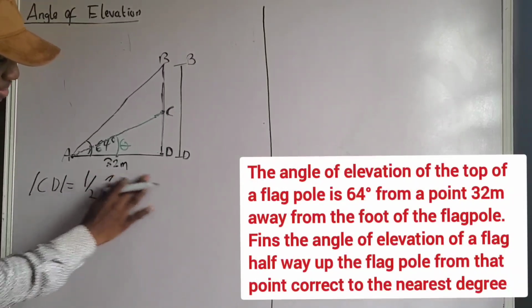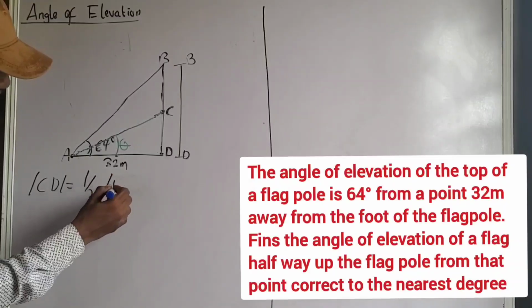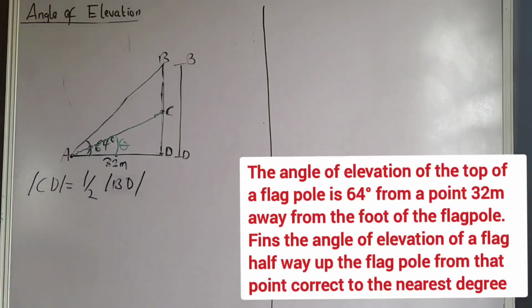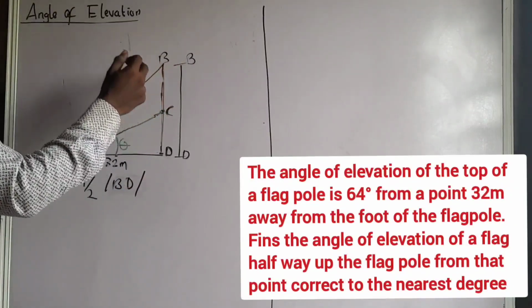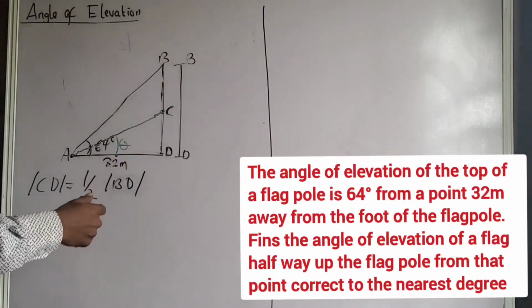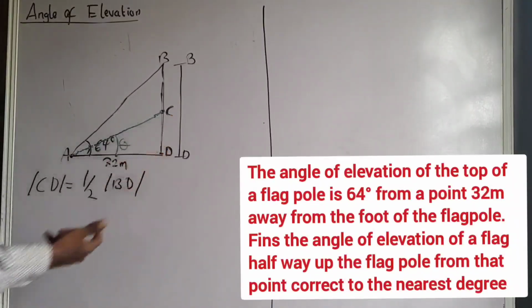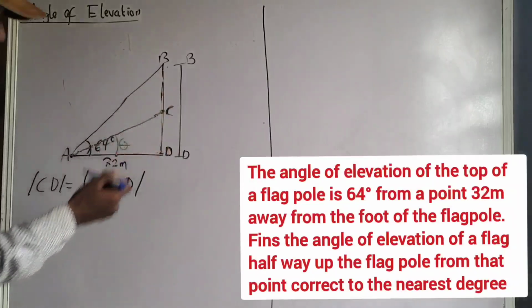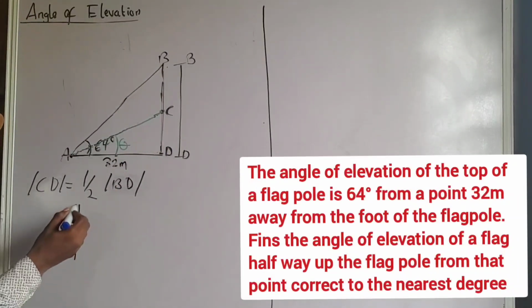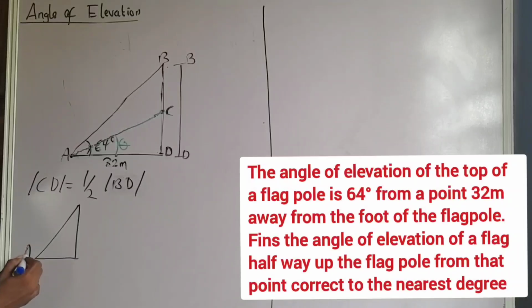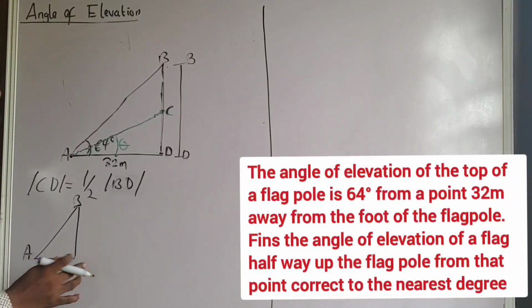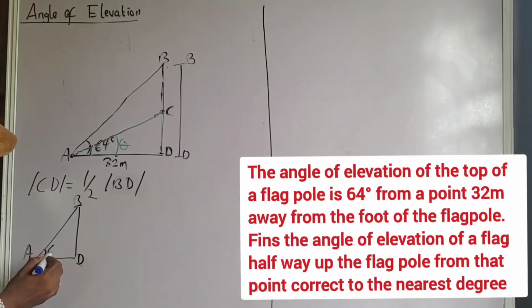Please don't mind my writing, okay, please. Let me just write it very well. Half of line BD, that is line CD. Now, if I can know the value of the height of the flagpole, I can divide it by 2 to get line CD. So to get the value of the height of the flagpole, let us bring out triangle ABD, this is the triangle that I'm talking about. This is 64 degrees.